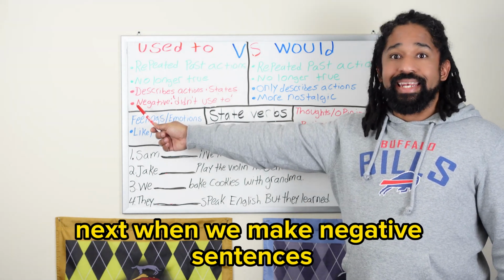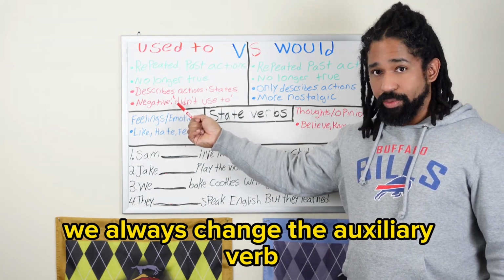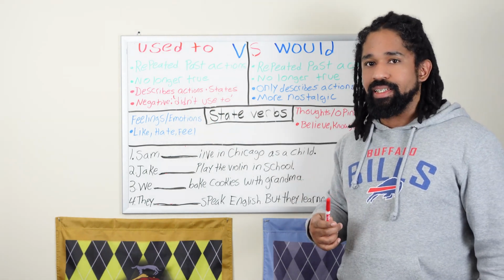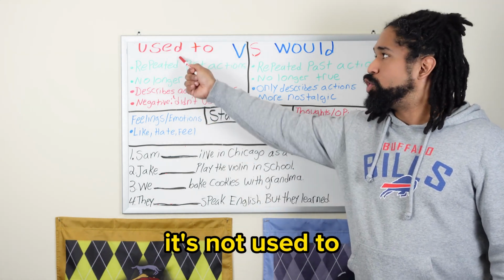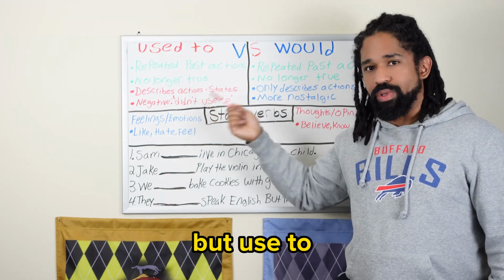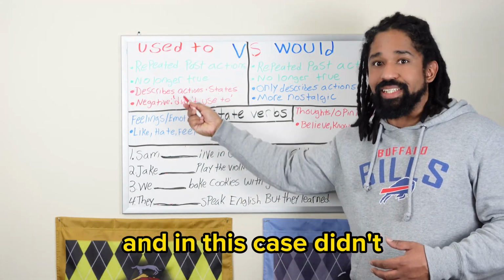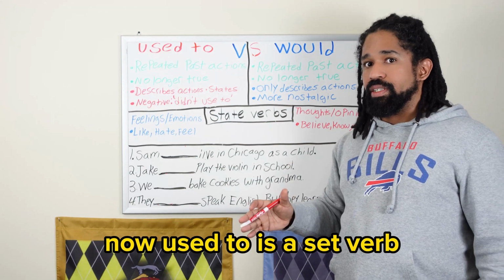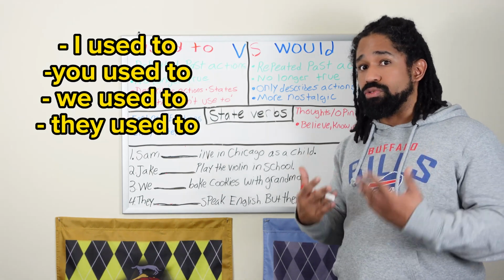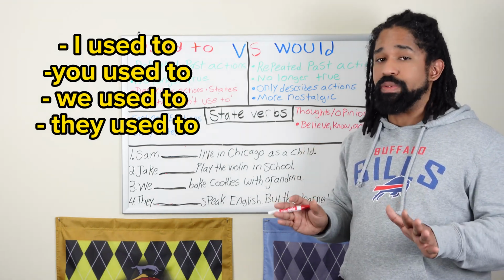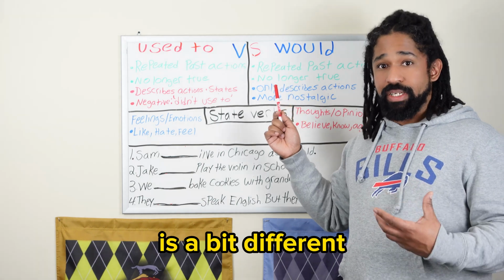Next, when we make negative sentences. Just like any negative sentence, we always change the auxiliary verb to agree with the subject. In this case, we would say didn't use to. If you notice, it's not used to, but use to. That's because the verb must agree with the subject, and in this case, didn't. Now, used to is a set verb. It will always agree with its subject, no matter what it is. I used to, you used to, we used to, they used to. Always that. Using wouldn't as a negative in the past is a bit different, and we'll look at that when we start our activity.